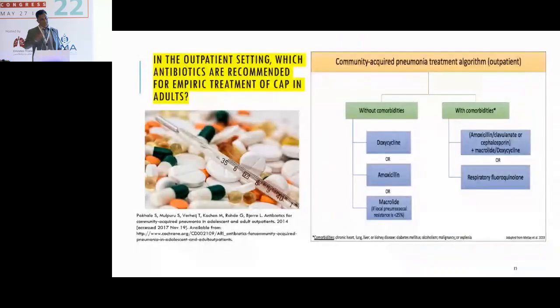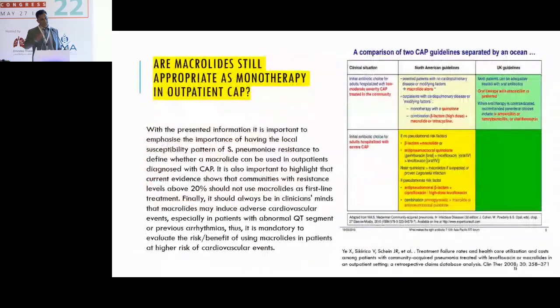Then comes the actual antibiotic guideline. Without comorbidities, you can use doxycycline, amoxicillin, or a macrolide. Again, the macrolide will come back later, on why in some places we cannot use it alone. And with comorbidities, we are going to use a beta-lactam plus a macrolide, or a respiratory fluoroquinolone alone. So that is what I told you: different places, different guidelines, and a notion of difference between the UK guidelines and North American guidelines in some aspects.